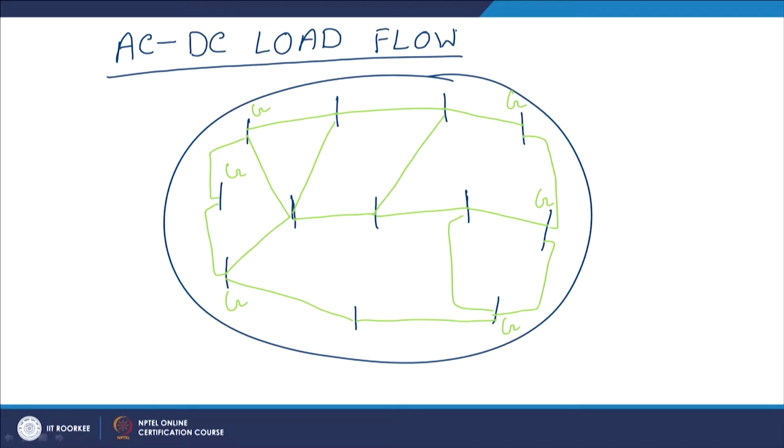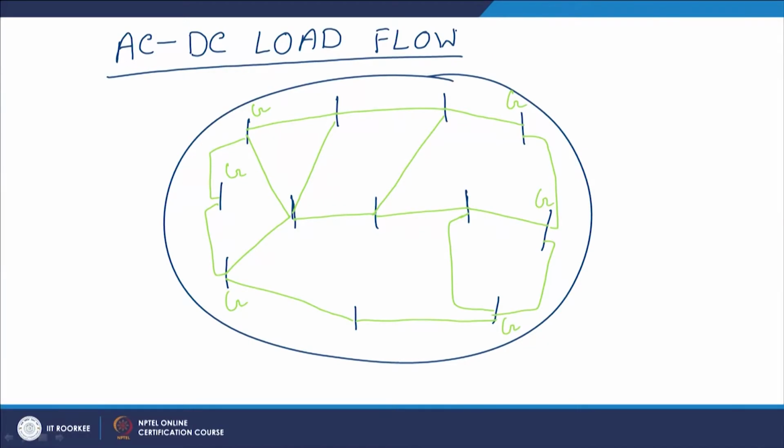So, there are load buses and generator buses. Please note that all these green lines represent the AC lines, but apart from the AC lines, say between these two buses there is one HVDC link. This red line denotes the HVDC link. Now the question is, how do we solve the load flow problem of this entire system, in which there are AC lines, generators, loads, and also one HVDC link?